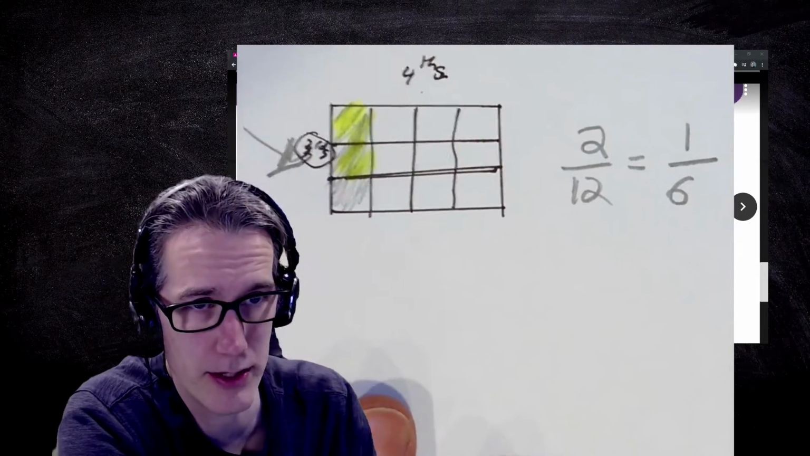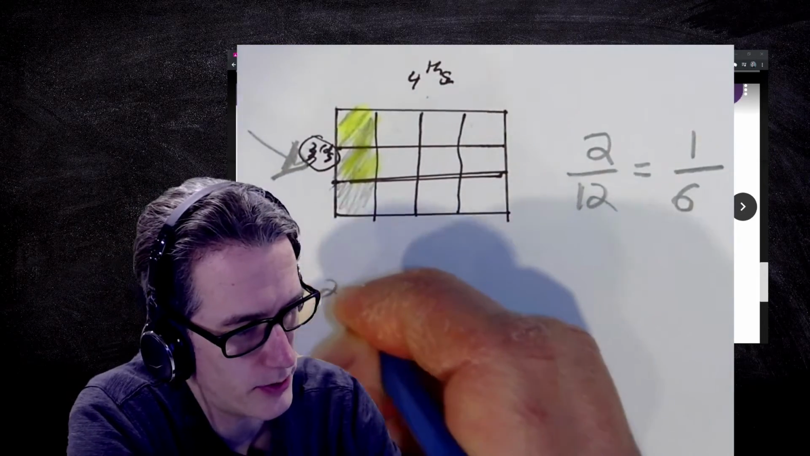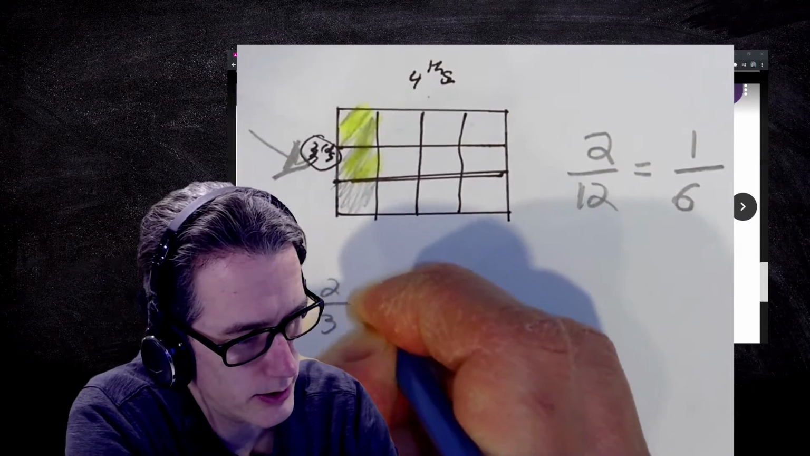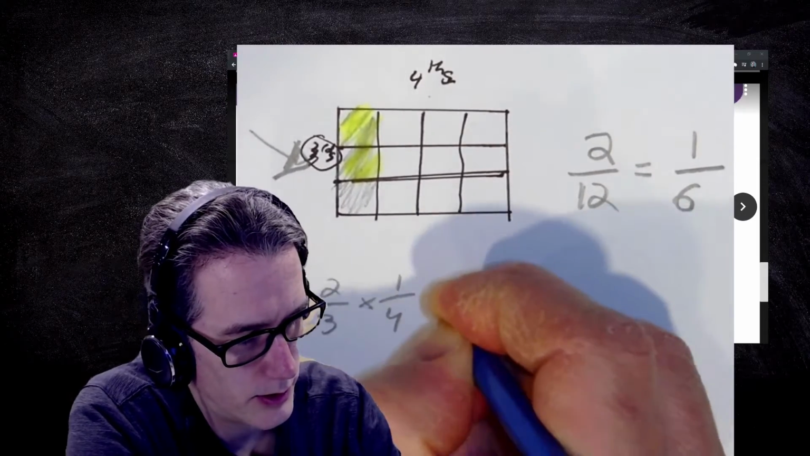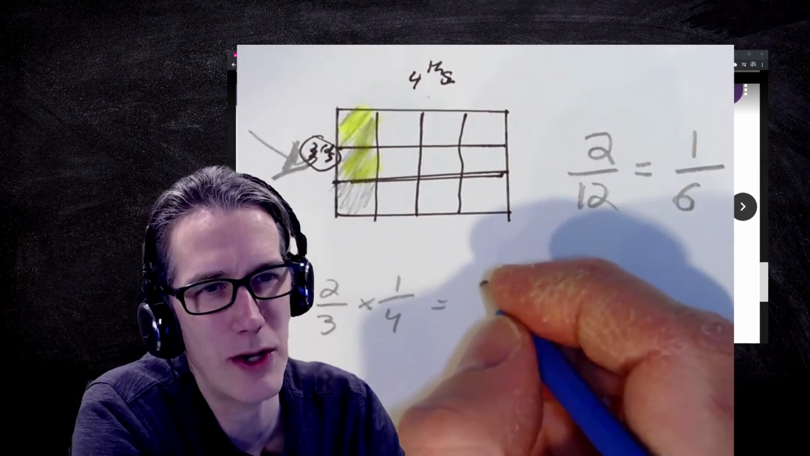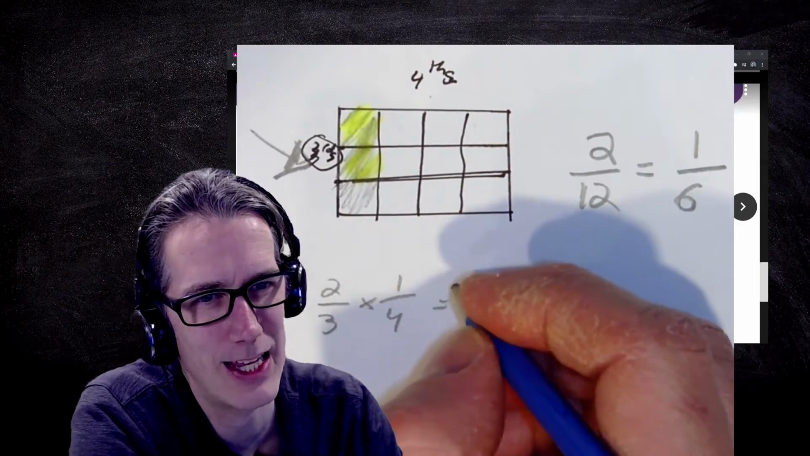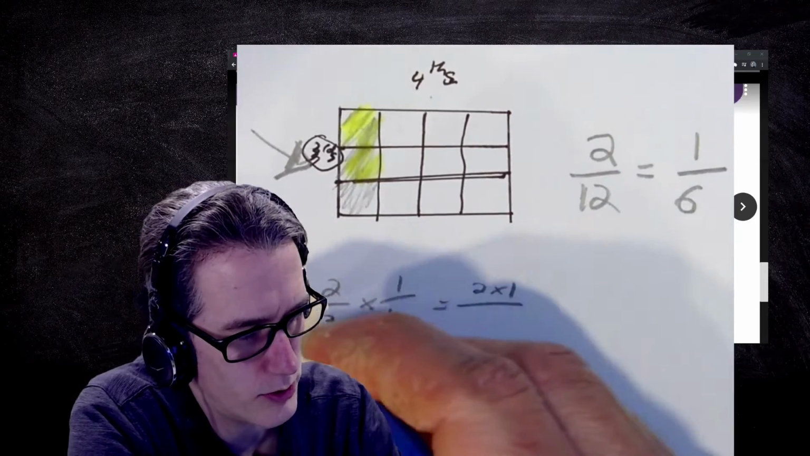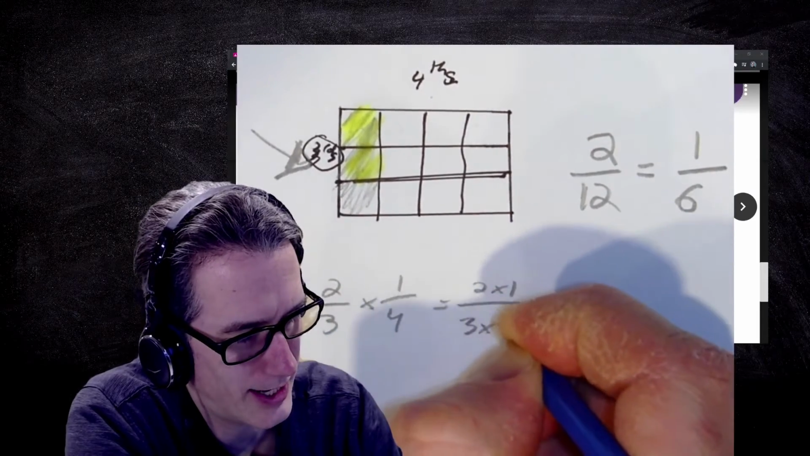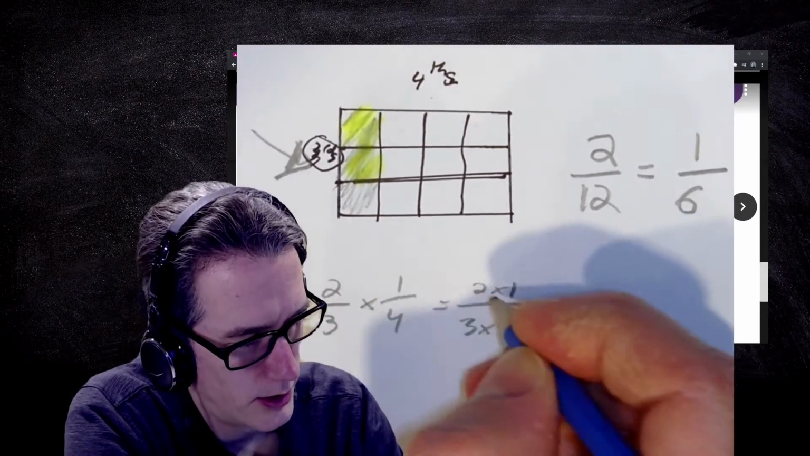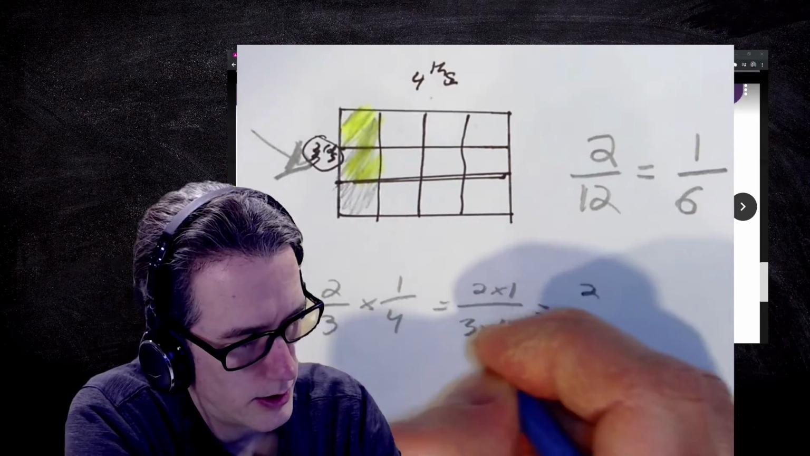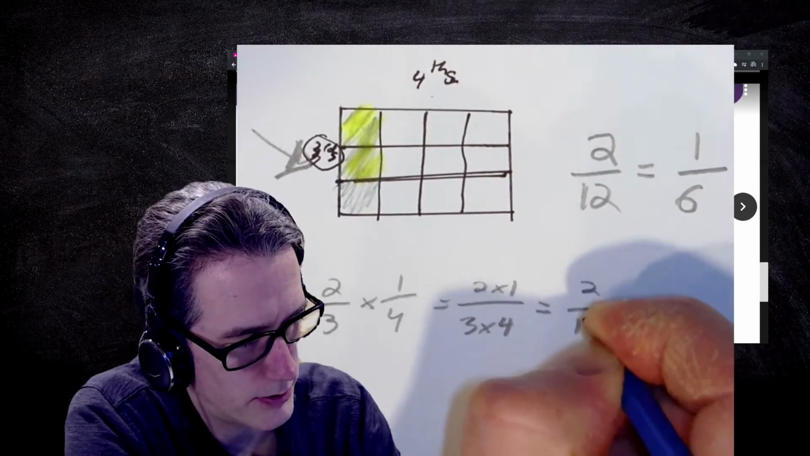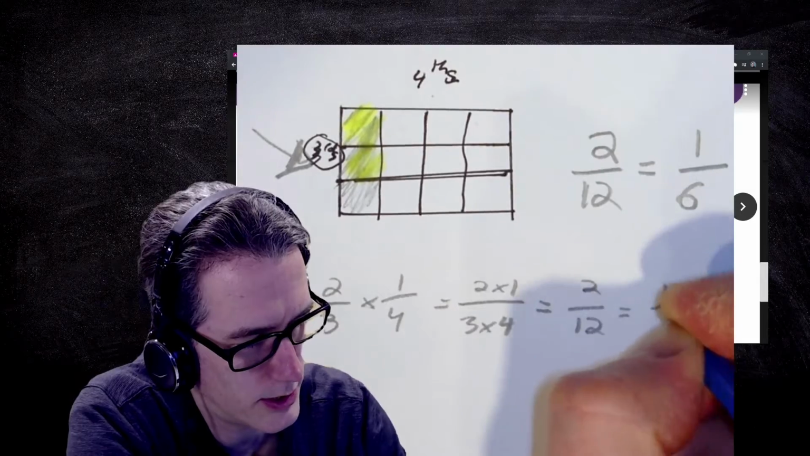Now I can check my answer using the algebra way. So let's do that real fast. 2/3 times 1 over 4. So you don't have to rewrite this every time. I like to, but you don't have to. So 2 times 1. I just like to show you where it's coming from. But you can skip this step if you want to. 2 times 1 is 2. 3 times 4 is 12. And then I would have to reduce it down to 1/6.